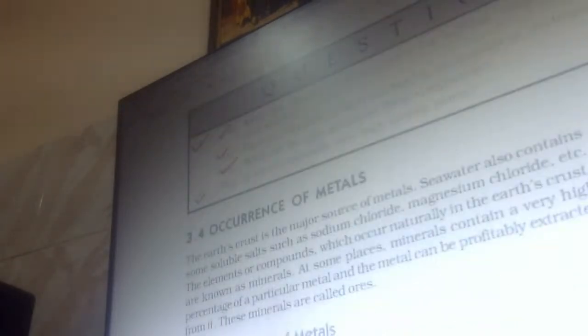Okay, okay, fine. Occurrence of metals. Oof. Okay, heart is not happy.